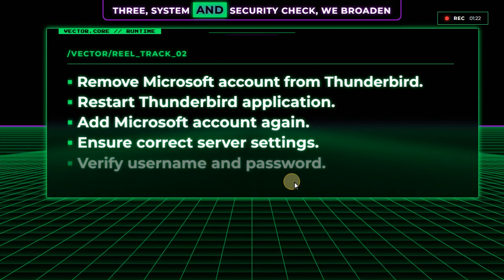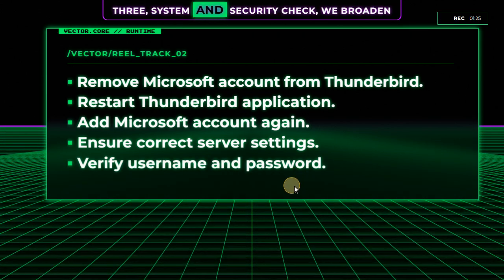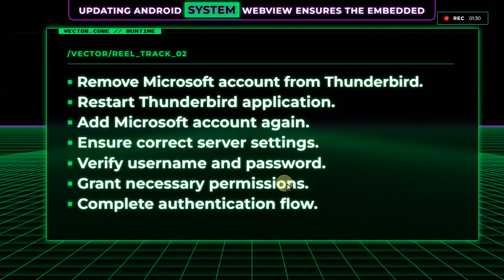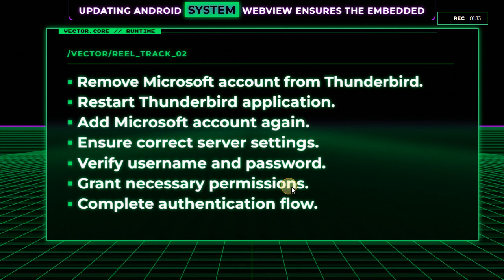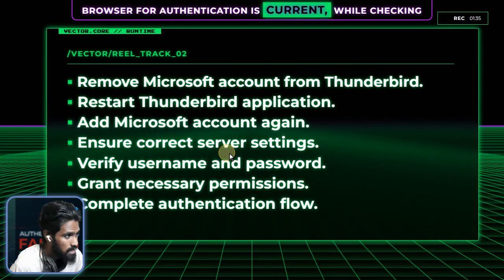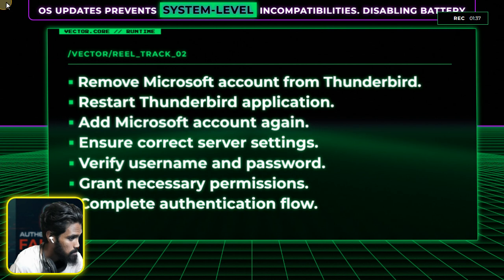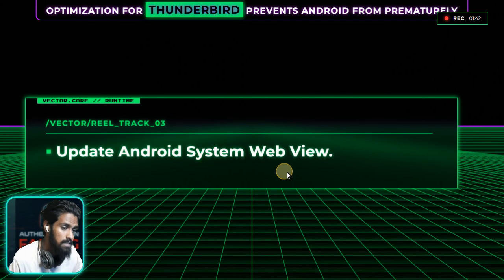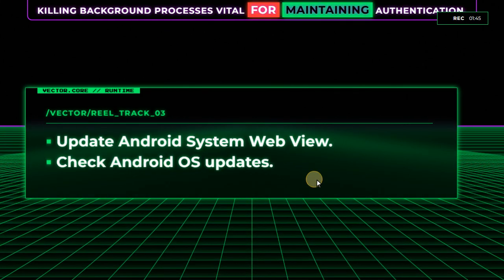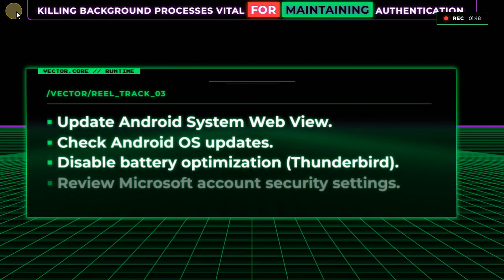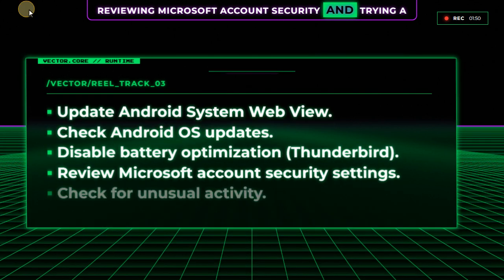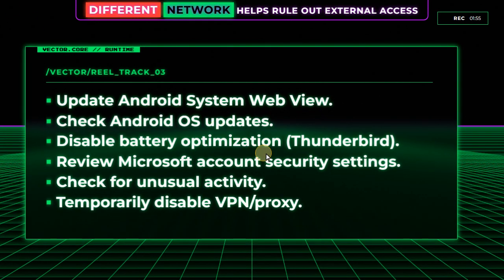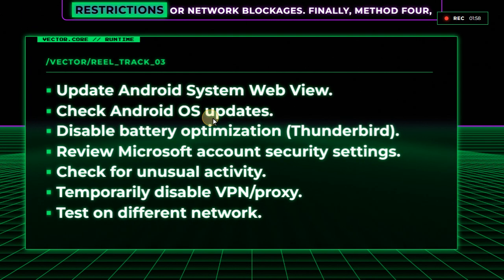Moving on to Method 3, System and Security Check, we broaden our scope to device and account security. Updating Android System WebView ensures the embedded browser for authentication is current, while checking OS updates prevents system-level incompatibilities. Disabling battery optimization for Thunderbird prevents Android from prematurely killing background processes vital for maintaining authentication. Reviewing Microsoft account security and trying a different network helps rule out external access restrictions or network blockages.